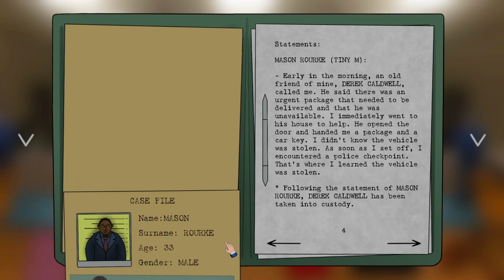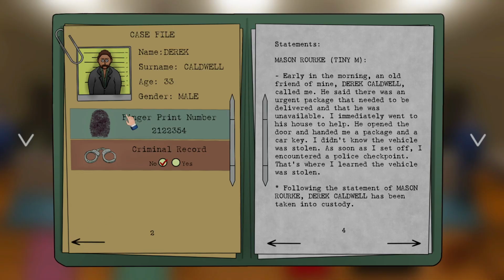This is his statement. Wait. Okay, no. Then what is this? Why is this guy in here? This is Mason's statement. Early in the morning, an old friend of mine, Derek Caldwell, called me. He said that there was an urgent package that needs to be delivered and that he was unavailable. I immediately went to his house to help. He opened the door, handed me the package and the car key. I didn't know that the vehicle was stolen. As soon as I set off, I was at a police checkpoint. That's where I learned that the vehicle was stolen.